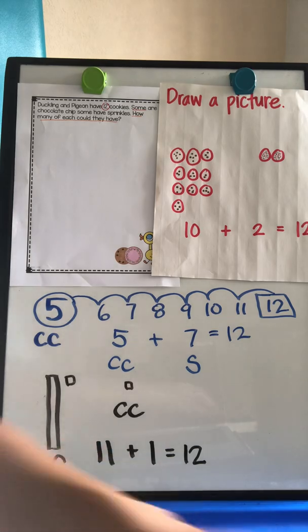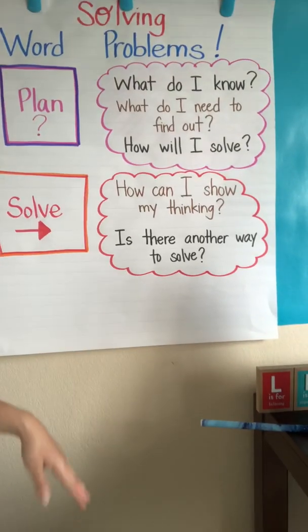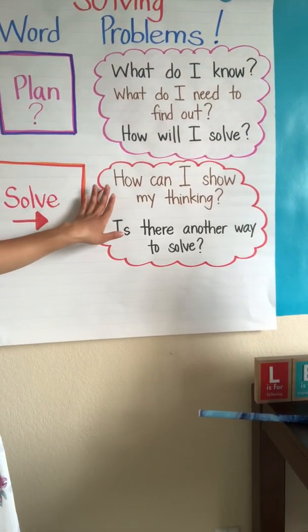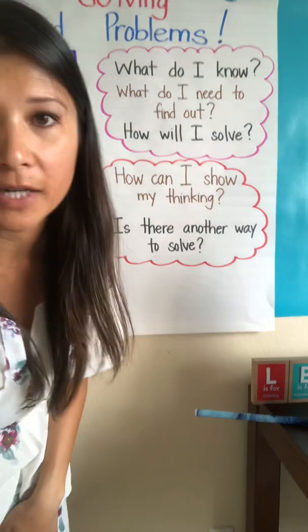All right, mathematicians. So remember, plan out your word problem, circle your numbers, underline your keywords and what you're solving for, and then think of a way that you can show your work and show your thinking when you're solving. All right, see you next time.